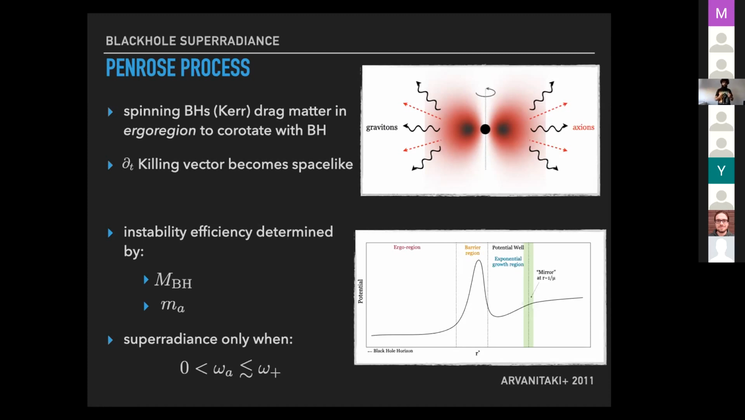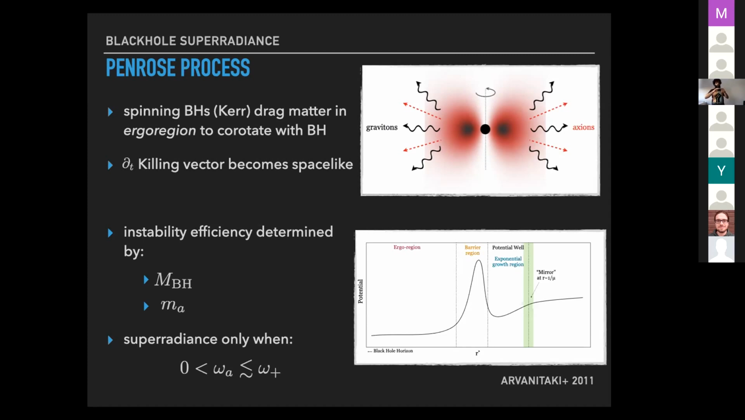Namely, what this means in terms of the physics is that the time translation Killing vector actually becomes space-like. And so if there is a bosonic field within this region, the Killing energy density can actually become negative. And so what our observer actually sees is a growth of the bosonic field as an extraction of angular momentum from the black hole. So this is known as the superradiant instability.